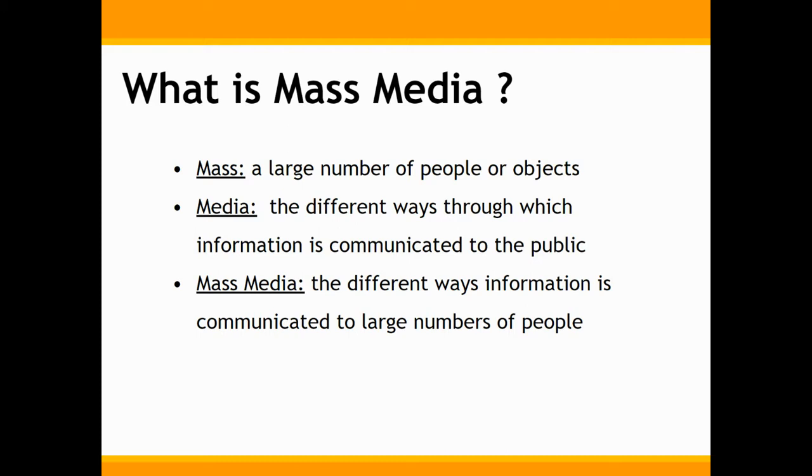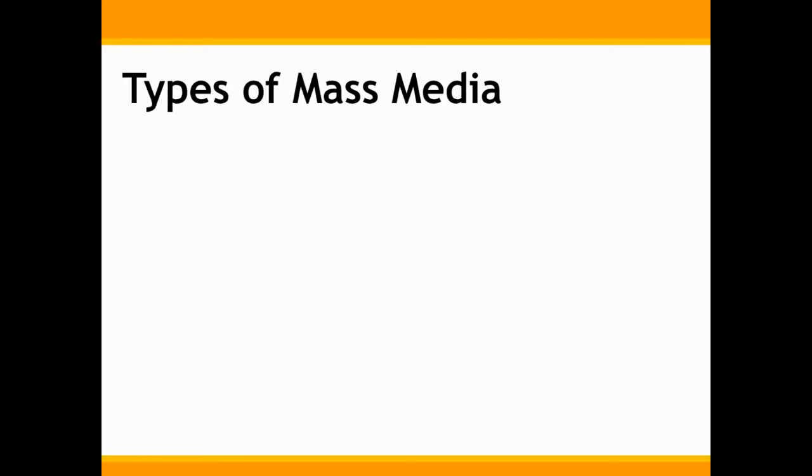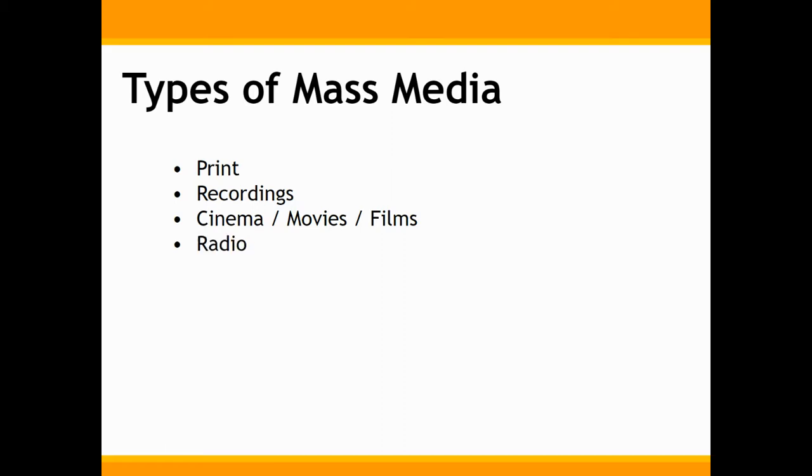All right. So there's lots of different types of mass media. It includes print, recordings, cinema or movies or films, radio, television, the internet, and mobile phones. Now we kind of just tend to say smartphones, but you could have a mobile phone that communicates information that may not be a smartphone.